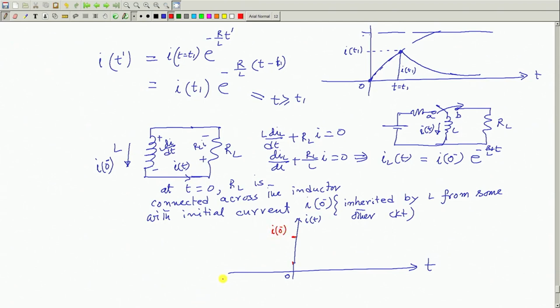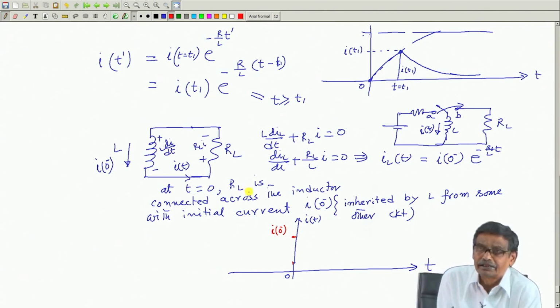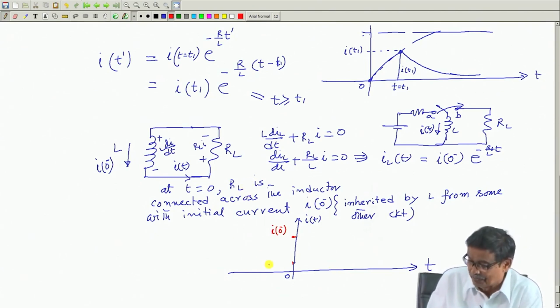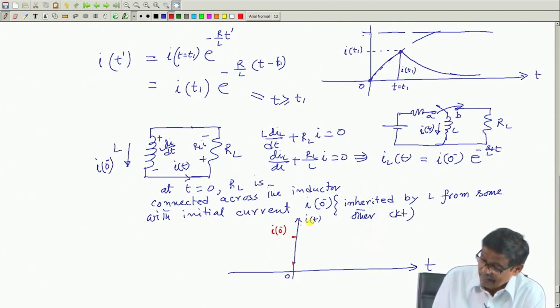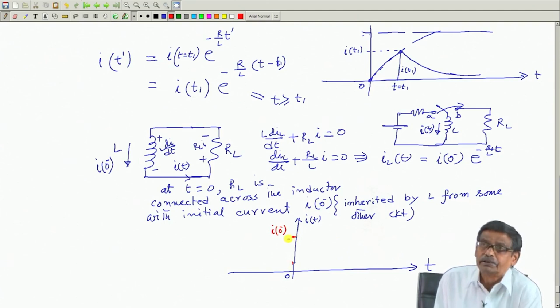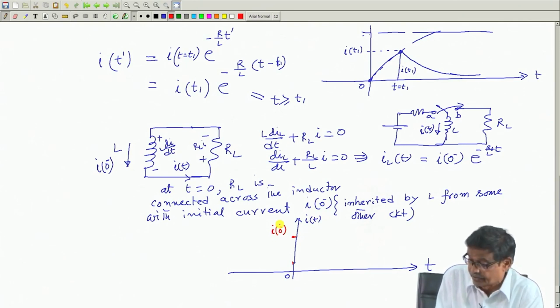How it reached that I(0-)? I am least bothered, because I am interested to solve this circuit and the inductor started with this current. It might have grown in this way or some other way, I do not care. I am only interested to know at t equal to 0 minus how much was the current. At t equal to 0 I have done some switching, so that an R_L is connected across L.